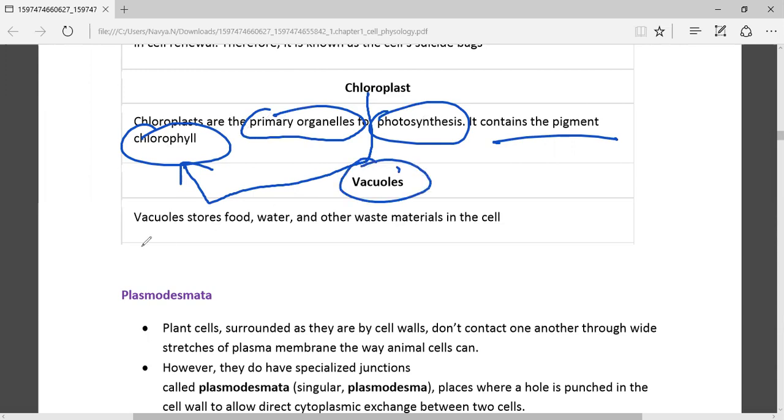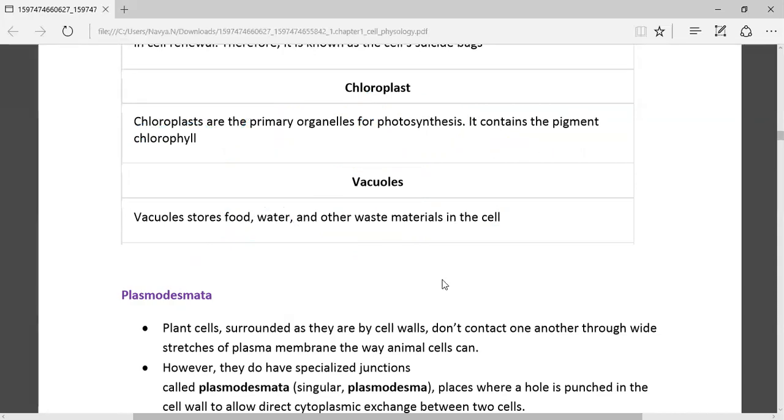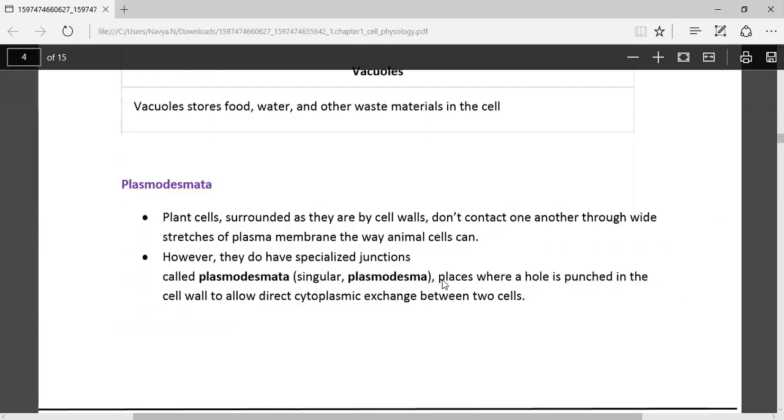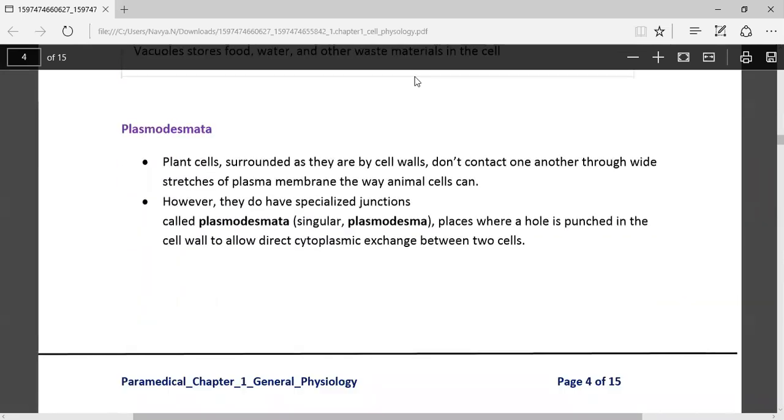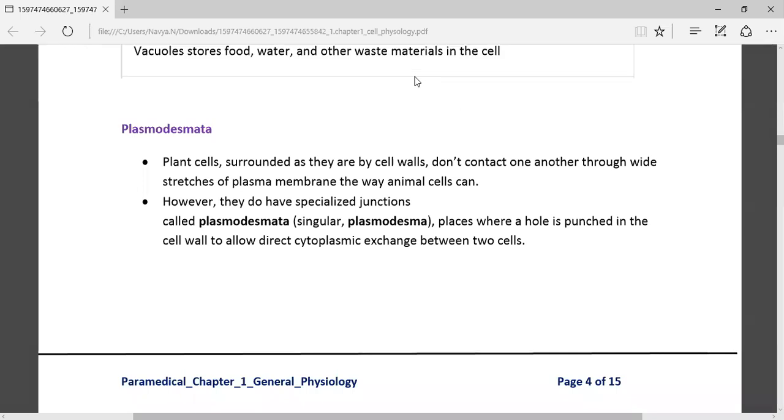And vacuoles. These vacuoles mainly store food, water, and other waste materials in the cell. And we have another concept, that is plasmodesmata. So let us know some detailed version about this.